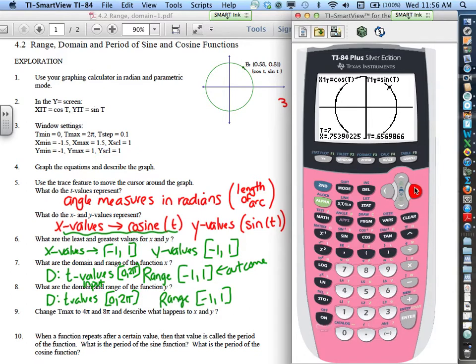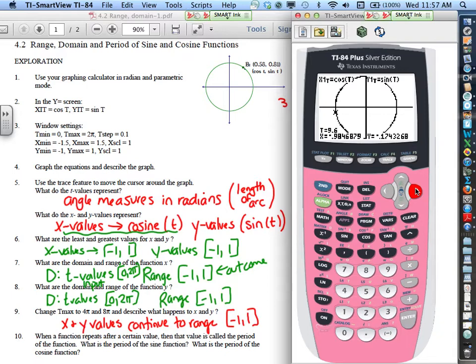As I go around the second time, you can see the x values and the y values still range from -1 to +1. When a function repeats itself after a certain value, that value is called the period of the function. What's the period for the sine function? What's the period for the cosine function?